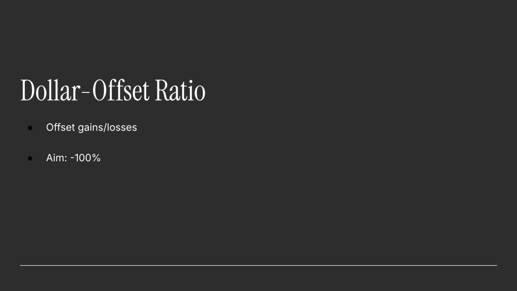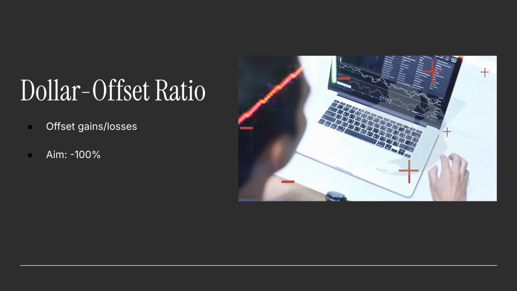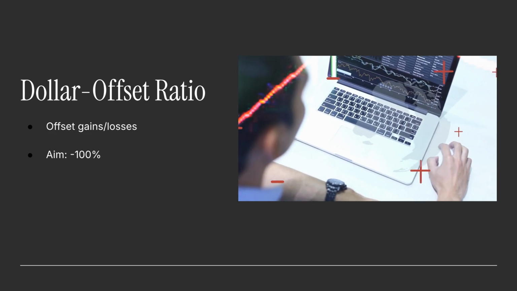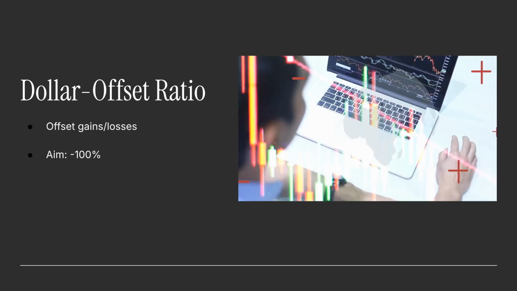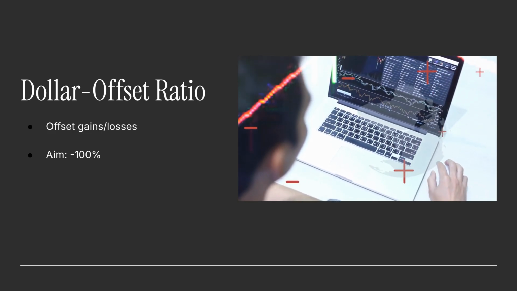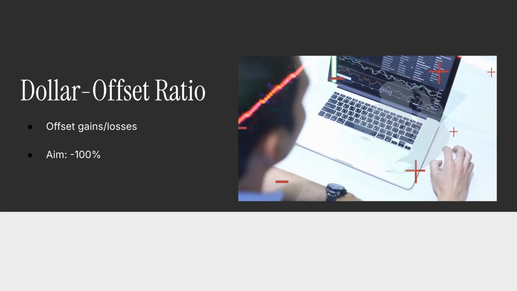The dollar offset ratio measures how well your futures contract's gains or losses offset the gains or losses in the spot item. Ideally, you want a ratio close to -100%, meaning your hedge perfectly countered the spot price movement. An acceptable range is typically between -80% and -125%.